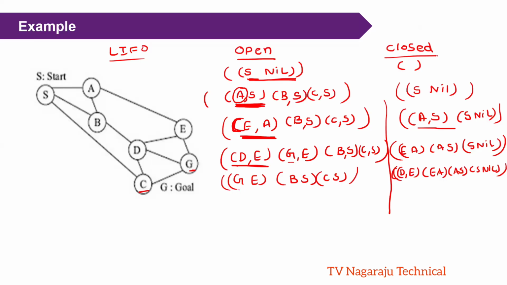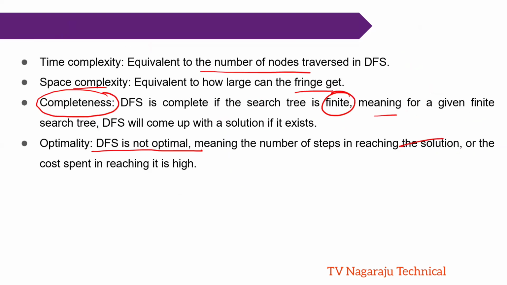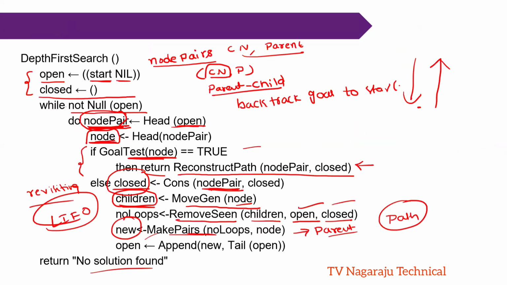Okay. Now, extract this node pair. Now, observe this algorithm carefully. Here, what I am doing? Here, the node pair is G comma E. From this node pair, I am extracting the node G. So, goal test of G. G is the goal node. Yes, it is true. Then I am calling the reconstruct path.